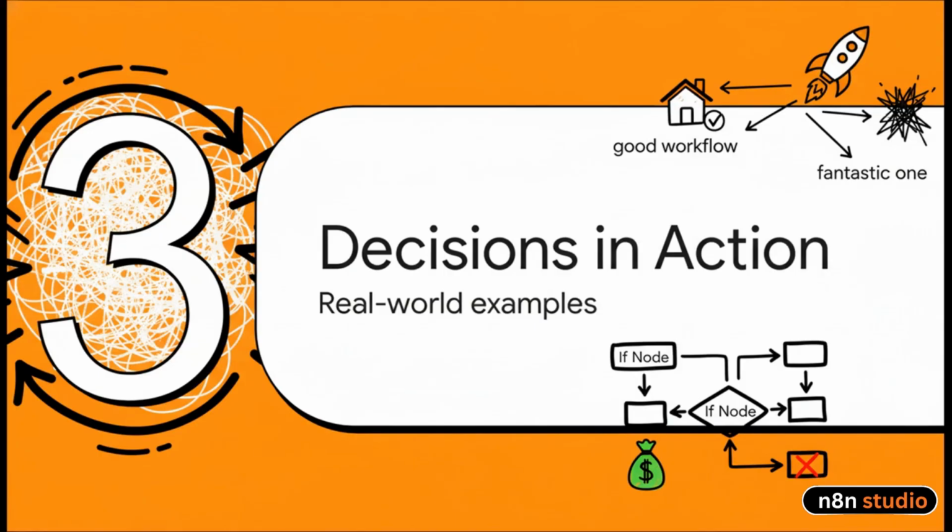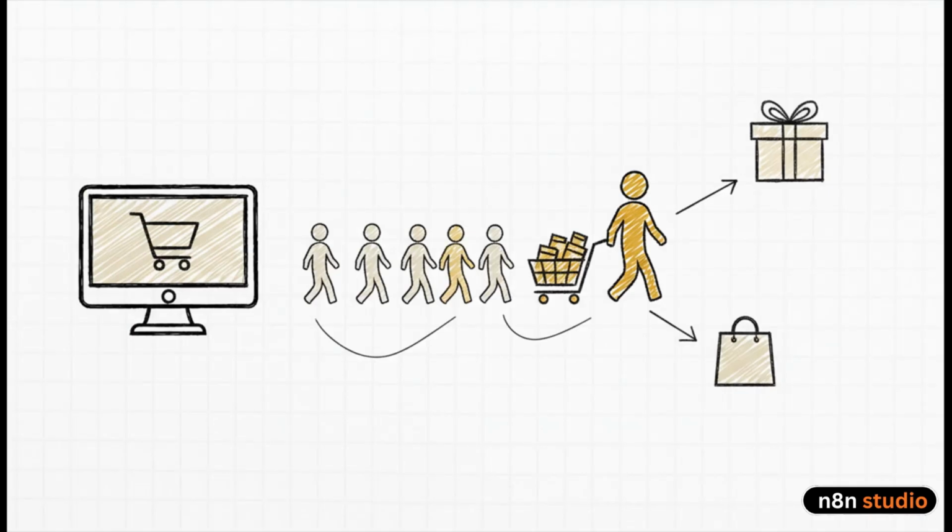Okay, theory is great, but let's see how this thing actually performs in the real world. Let's walk through a couple of super common examples where the if node can take a workflow from good to absolutely fantastic. First up, a classic e-commerce scenario. Imagine you've got an online store. You want to reward your best customers, the big spenders, but you obviously can't give a discount coupon to every single person who buys something. So how do you automate that?